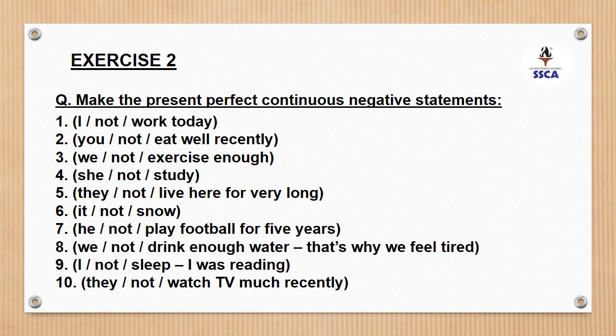Here in exercise number 2, you will make the present perfect continuous negative statements. To do that, first copy these statements in your copy and then make the negative statements of the given sentences.